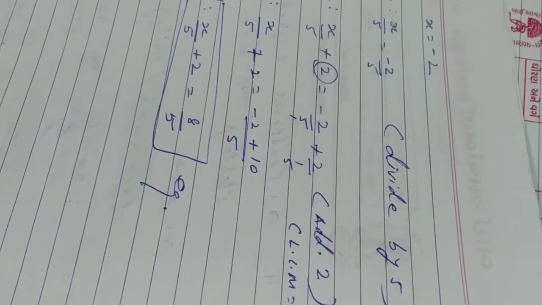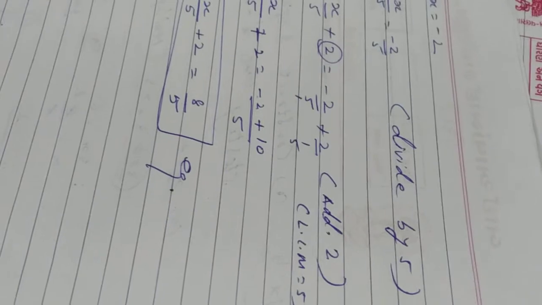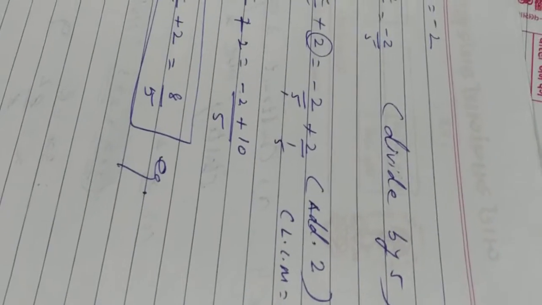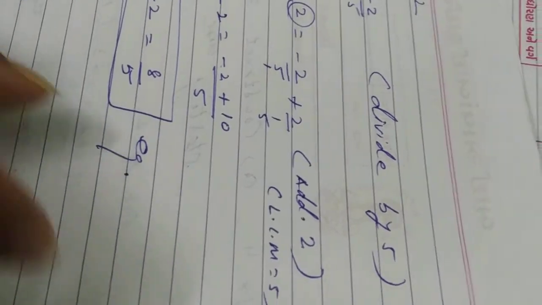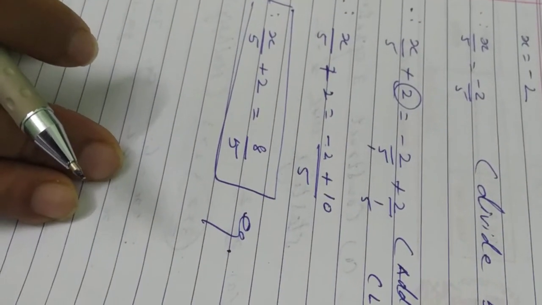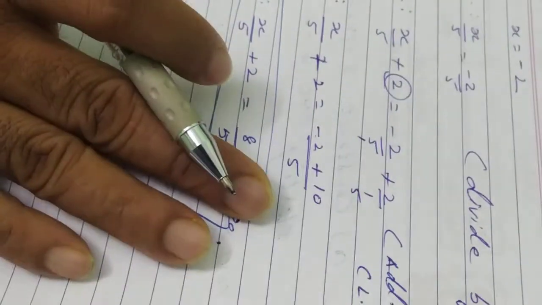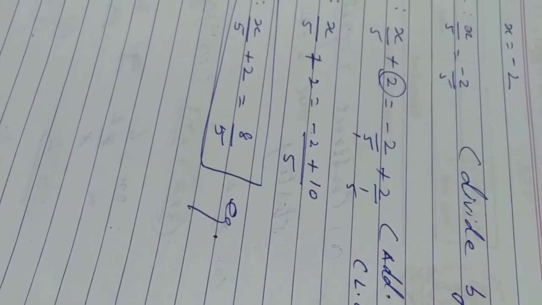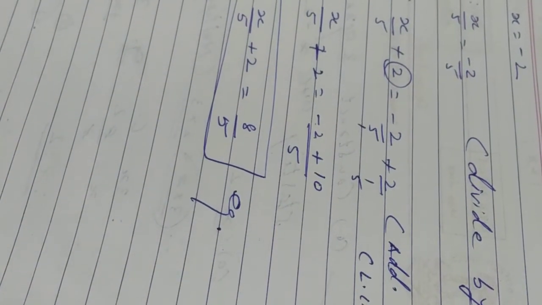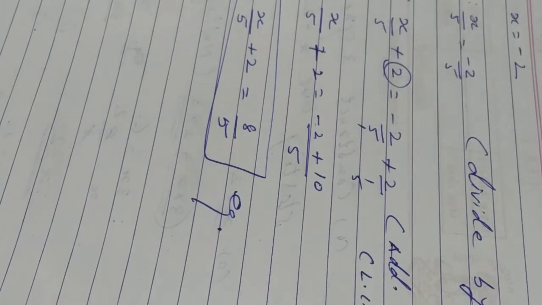Got it? So like this way, by using any other number, if you want to make another equation, you can. Understood? Sure. So here exercise 4.3 is finished. In next period we will learn new exercise 4.4. Okay, bye.